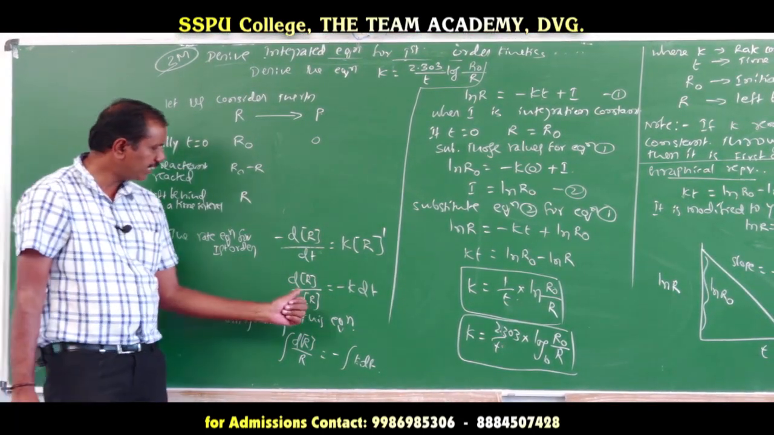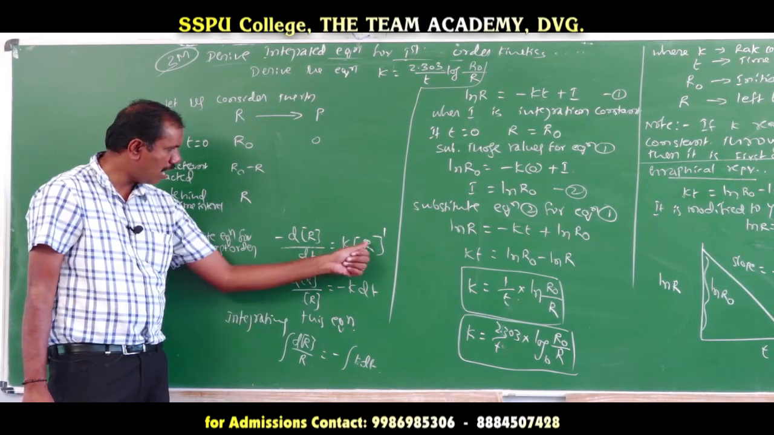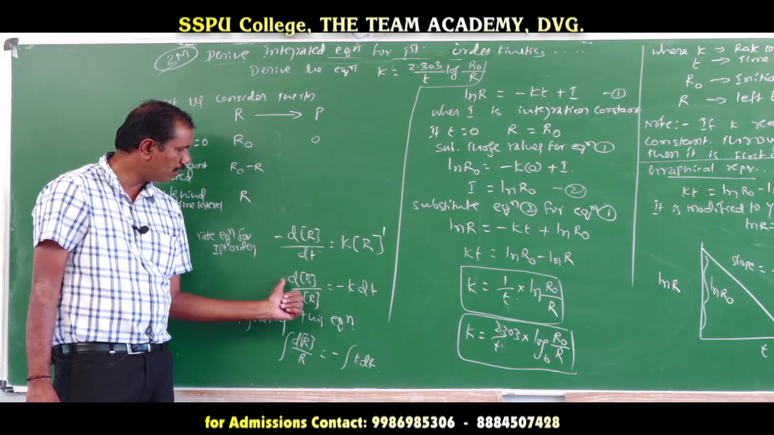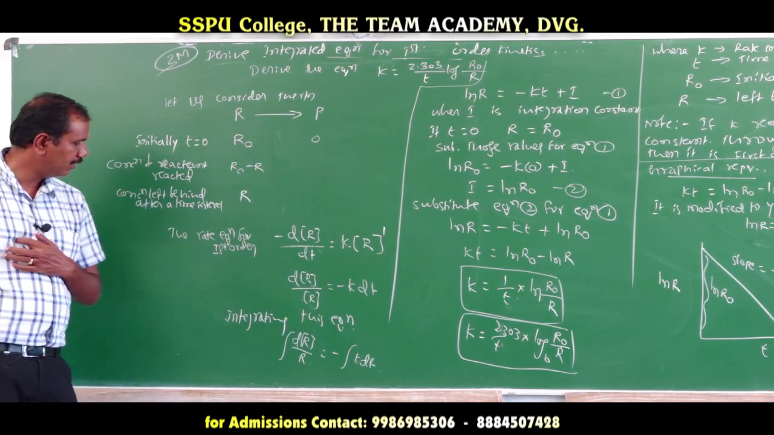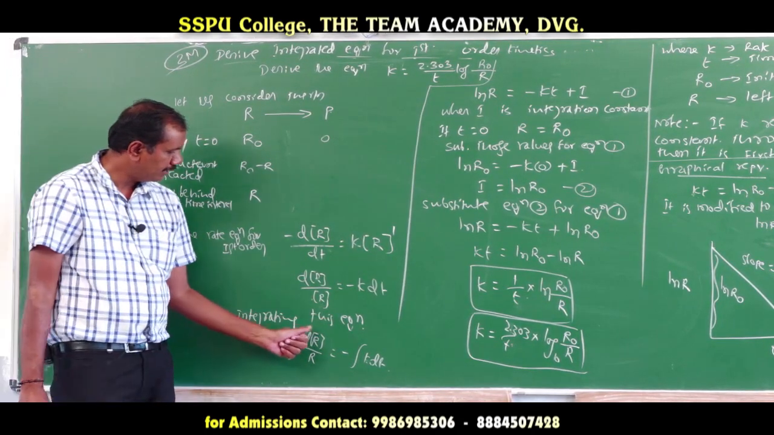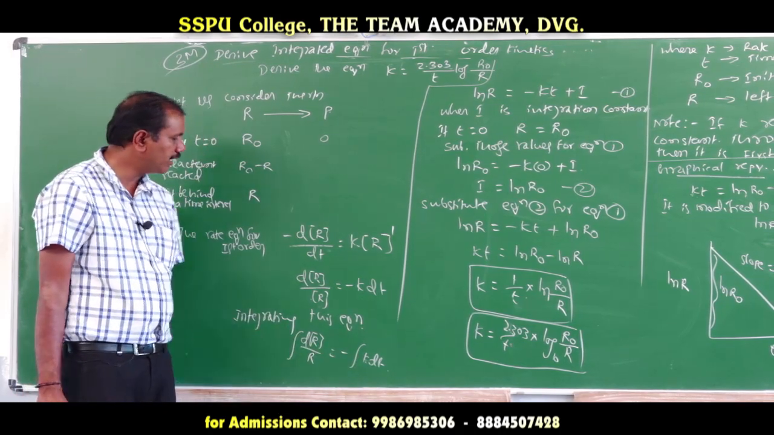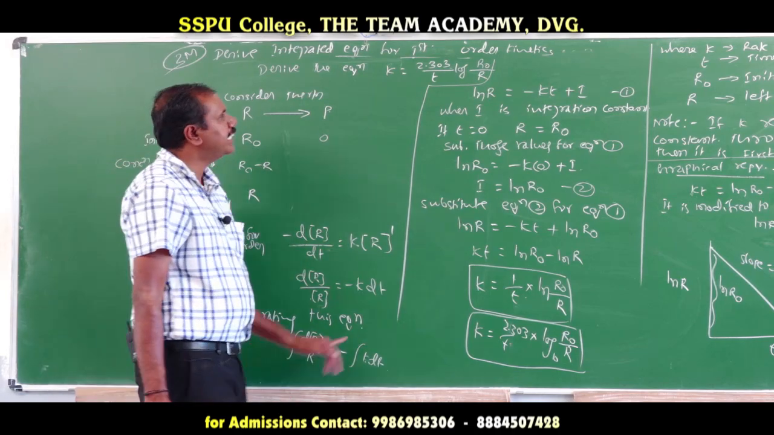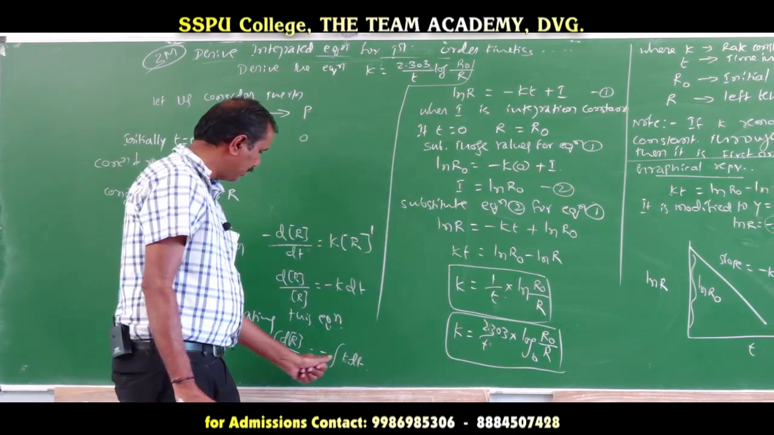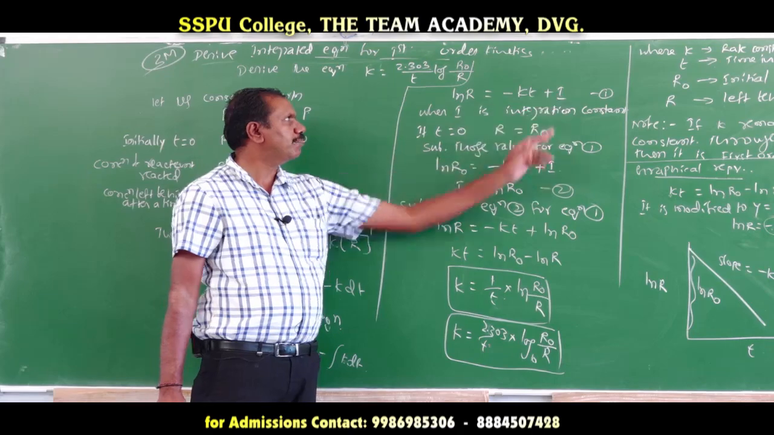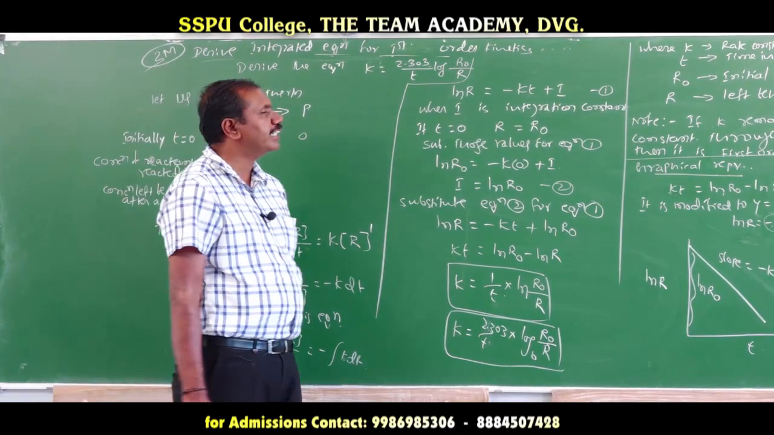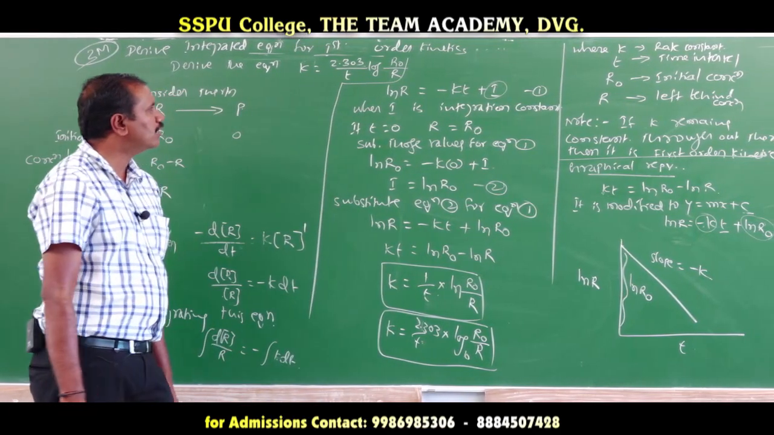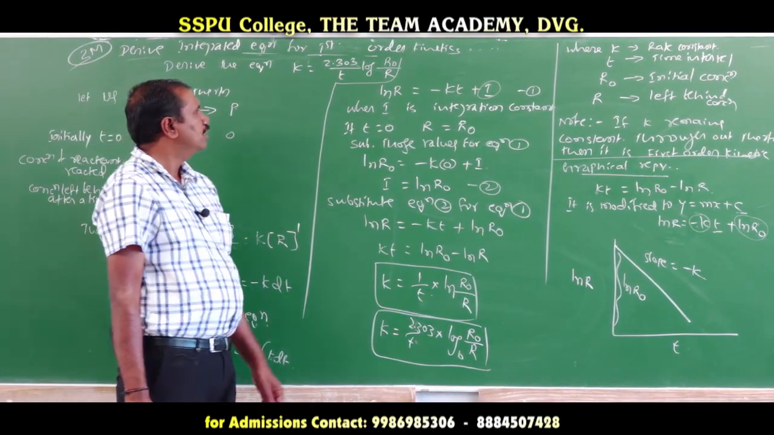So how do we rearrange this equation? dR by R equals K into dt. Take the negative sign to the right side and integrate: dR by R equals minus K into dt. So finally, the integration of dR by R is ln R, and K into dt gives Kt plus I, where I is nothing but the integration constant. How do we find out the value of the integration constant I?